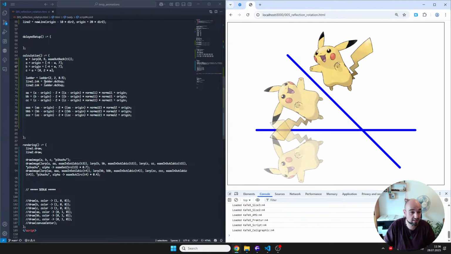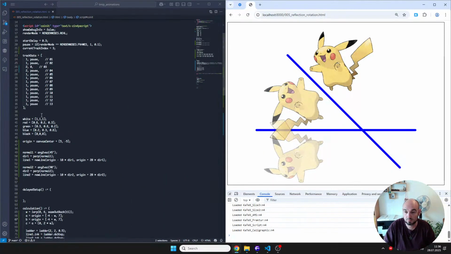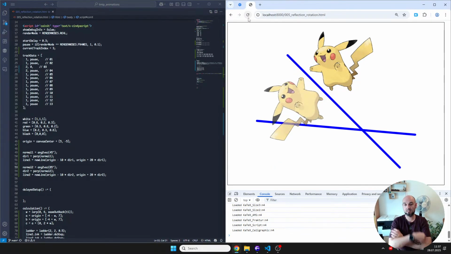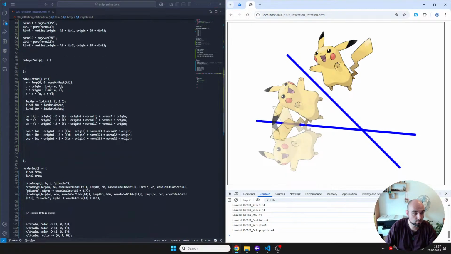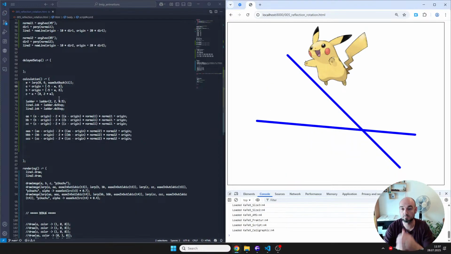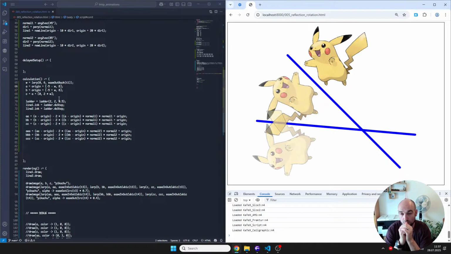Right, and let's make the... Where's the second line? Let's make the second line a little bit angled. I think that's okay. Now we can... Fantastic.